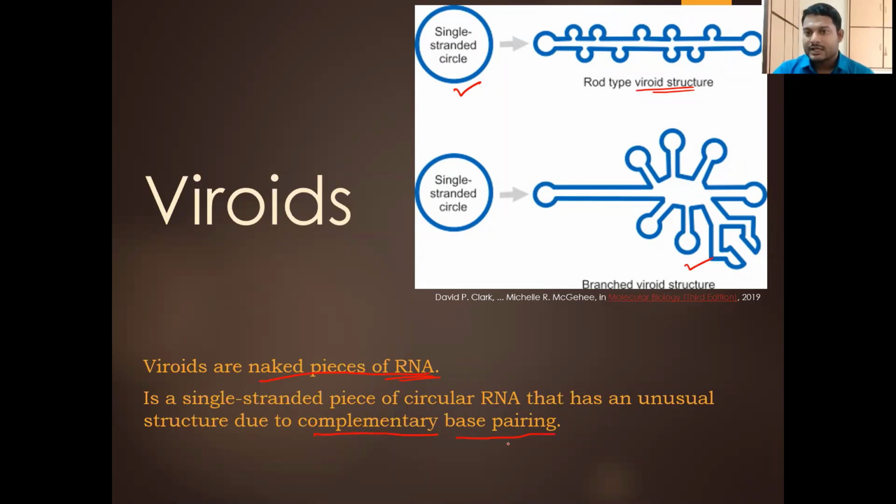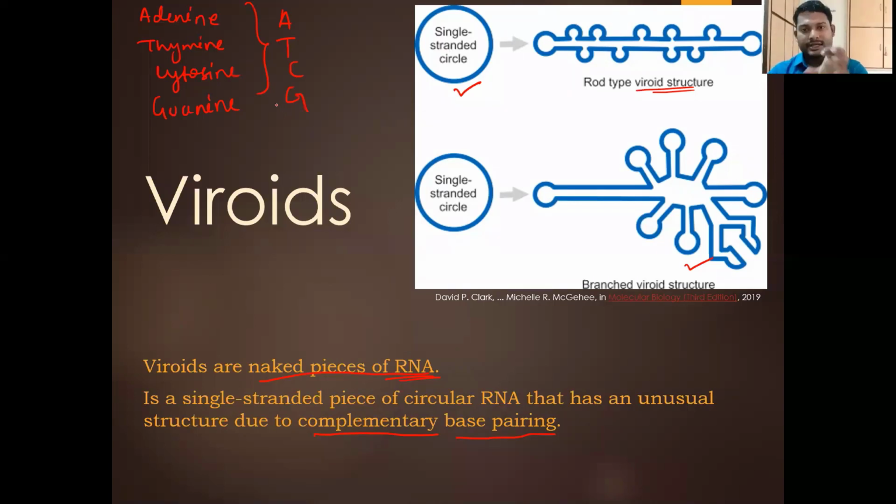Complementary base pairing. So what do you mean by complementary base pairing? Let's say your DNA or RNA is made up of nitrogen bases. And what are nitrogen bases? These are called adenine, thymine, cytosine, and guanine. In simple terms, we can write A, T, C, G. So DNA is made up of these four components. Again, you will learn in detail later on, but for now, understand these.